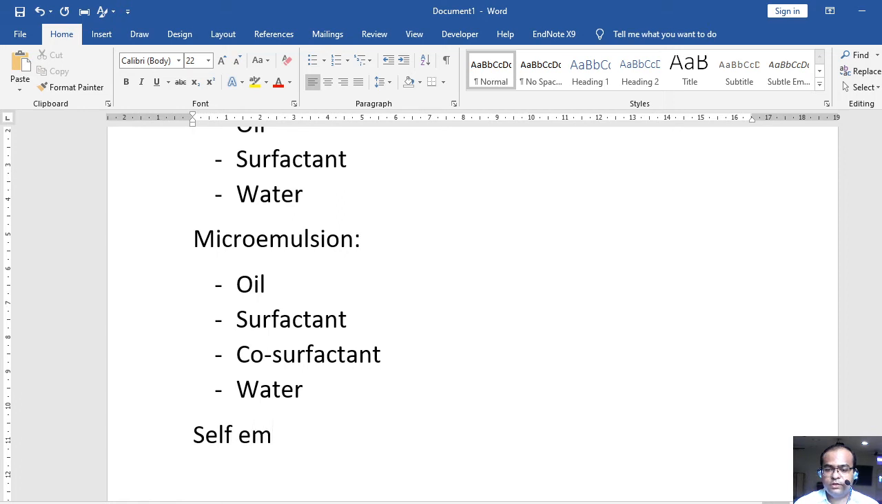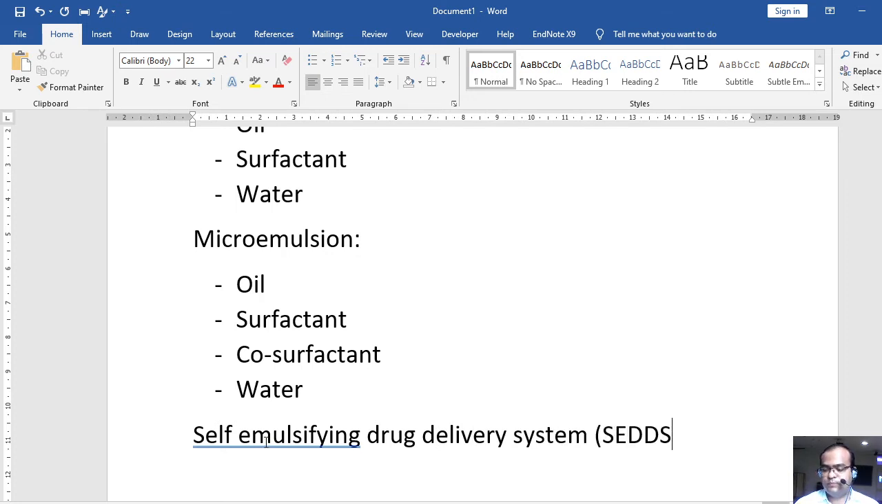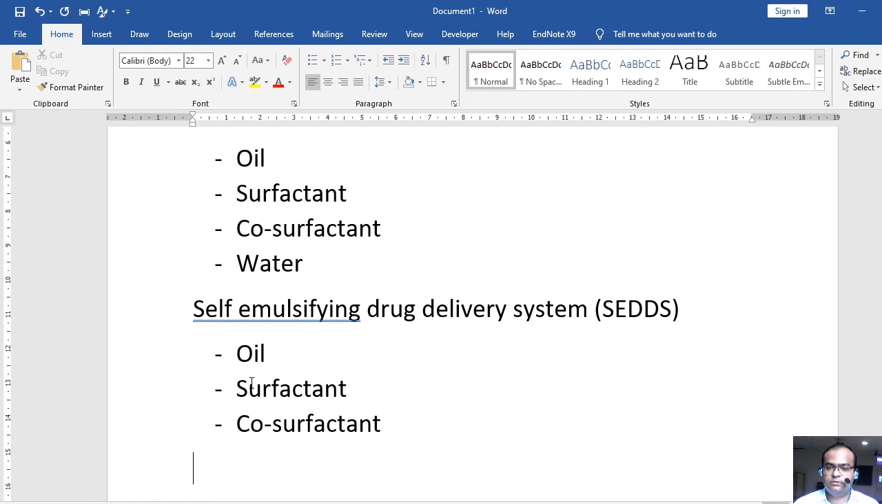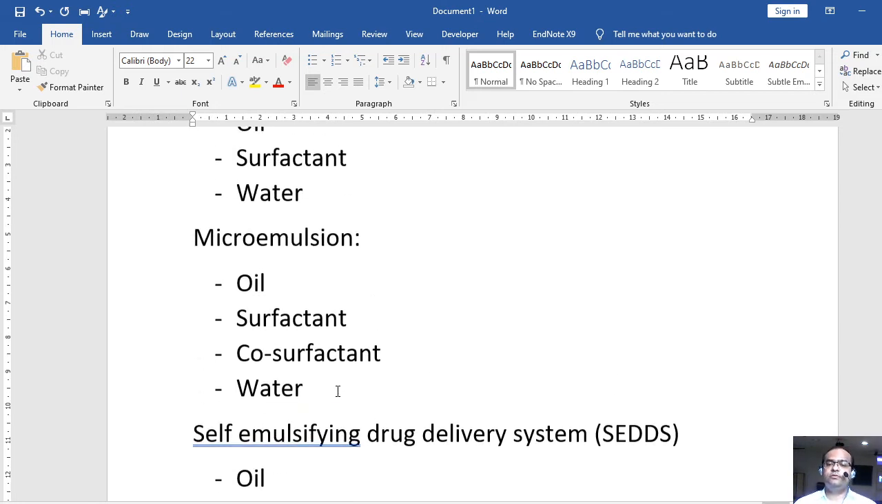Another formulation is the self emulsifying formulation, more profoundly recognized as SEDDS. Okay, so what are the components of SEDDS? Except water, they are the same as for micro emulsion.